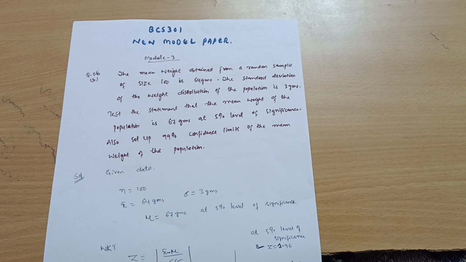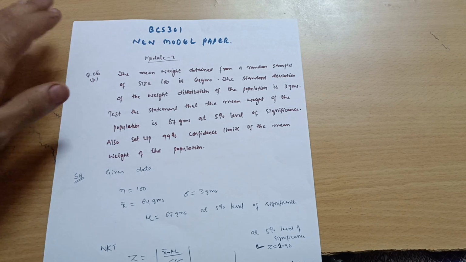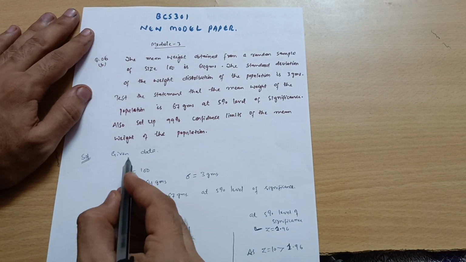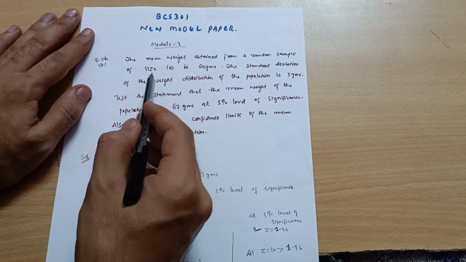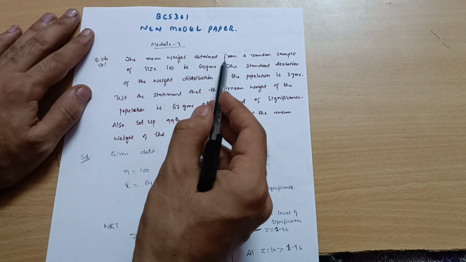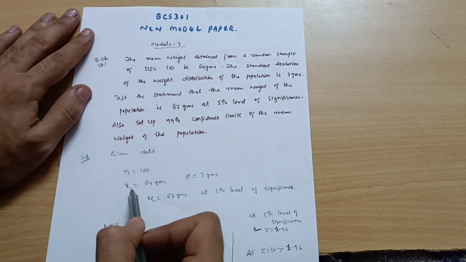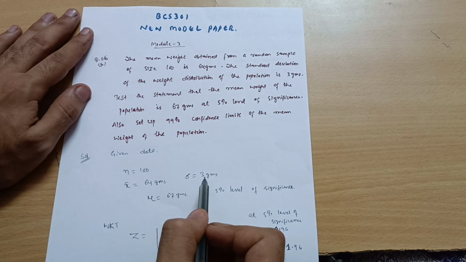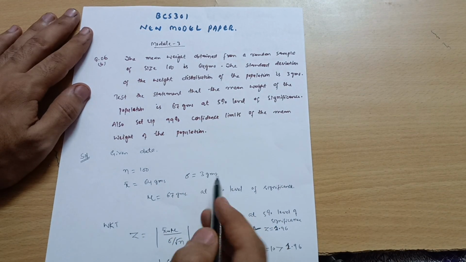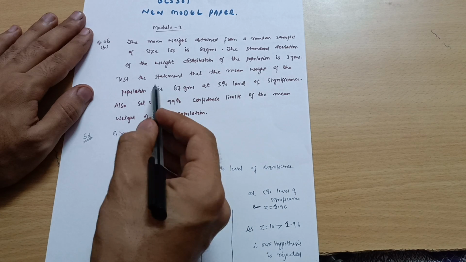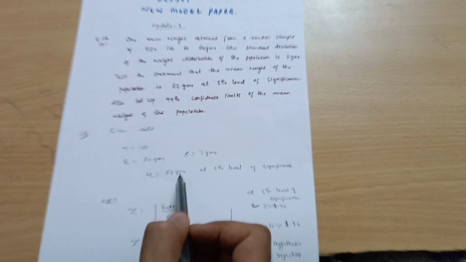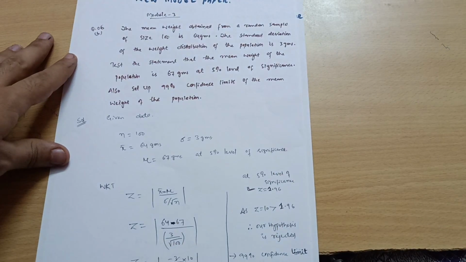So far we have discussed varieties of problems on this particular basis, so no need to explain much more; I will just give you a brief explanation. Given data, write down the given data first. How much is the sample size? N is equal to 100. The mean weight obtained is 64 grams, that is x bar is equal to 64 grams. Sigma is equal to 3 grams, the standard deviation of the weight distribution of population. And the mean weight of the total population is 67, that is mu is equal to 67 grams, at 5% level of significance.